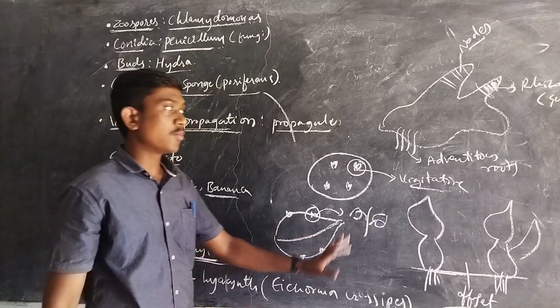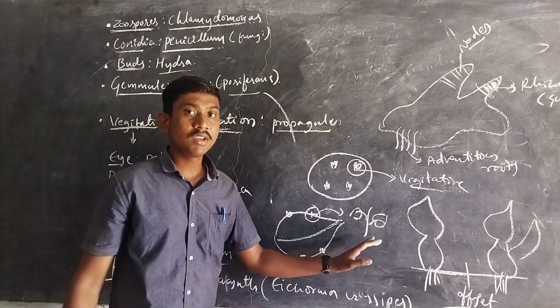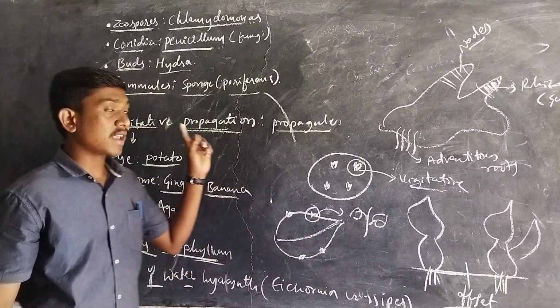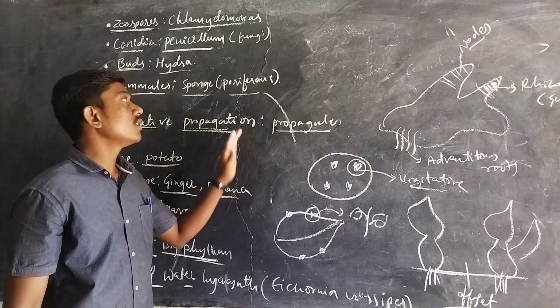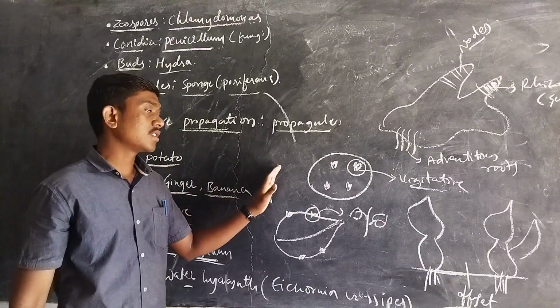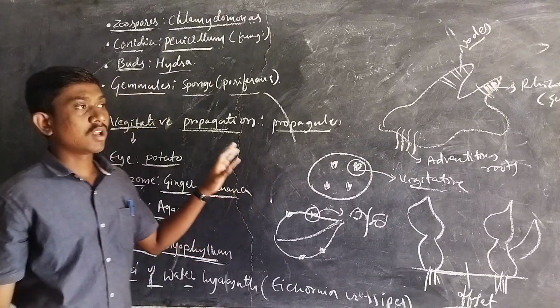So these are the most important structural units of asexual reproduction. The examples are the most important thing. Remember them, as you will definitely be asked about this topic in the NEET examination. You will get 1 or 2 questions.